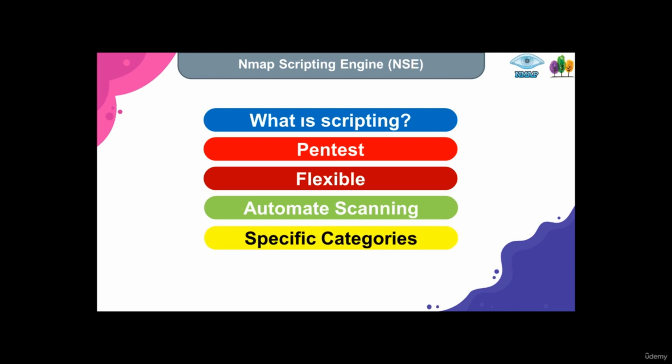NSE consists of scripts in the following defined categories: auth, broadcast, brute, default, discovery, DOS, exploit, external, fuzzer, intrusive, malware, safe, version, and vuln. The category names are not case sensitive. And, well, let me briefly describe each category.